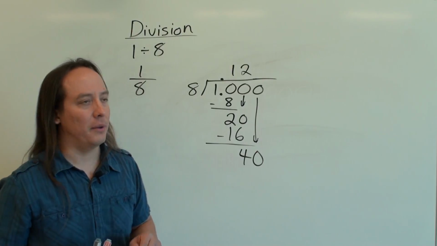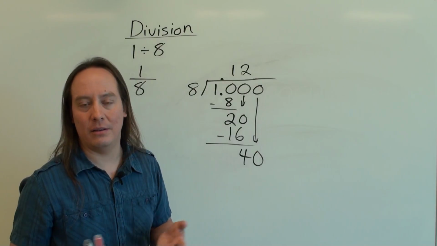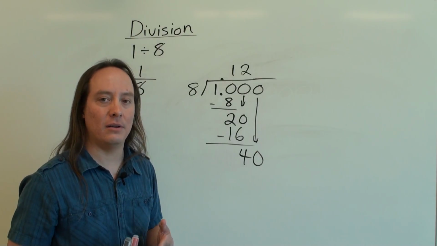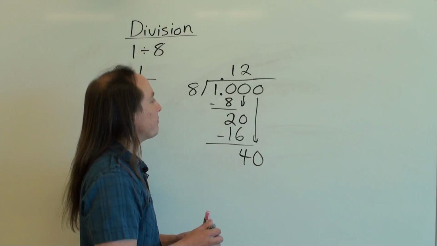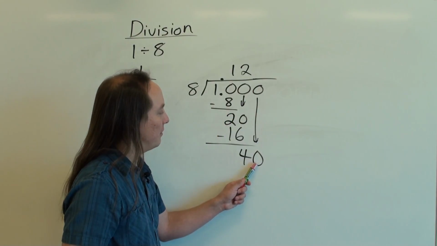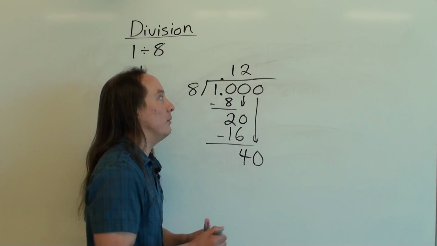Okay, so that's just a rule of thumb. After that, you can decide if you want to round it to the 1,000th place or round it to the nearest 100th, whatever. But take it out more than just a couple, okay? So I dropped another 0. I'm going to check to see if 8 fits into 40, and 8 does go into 40 5 times.